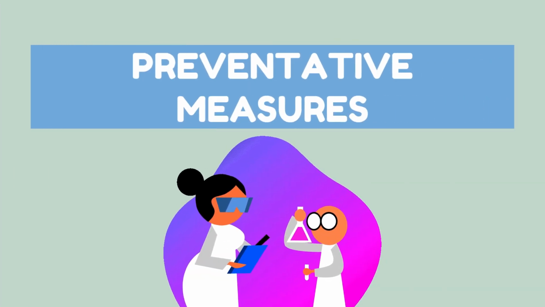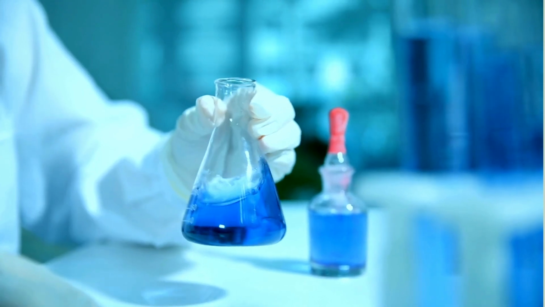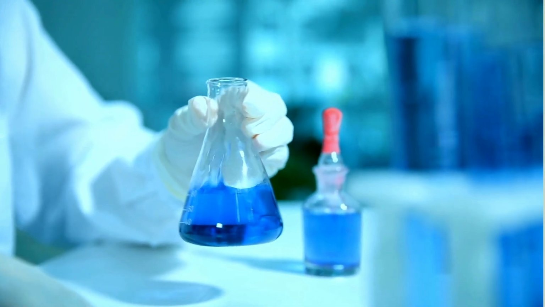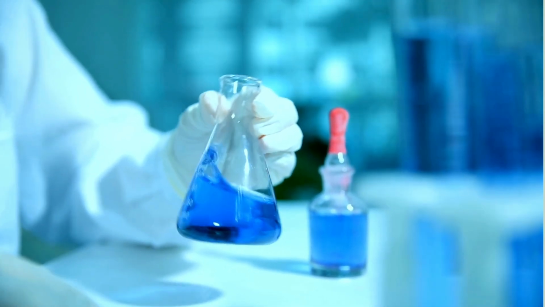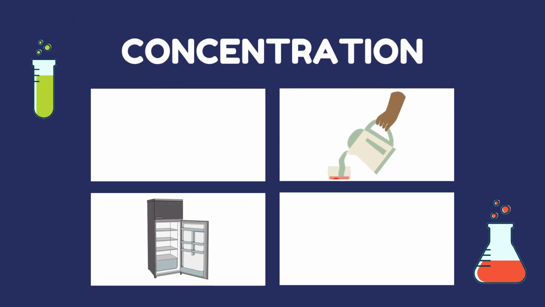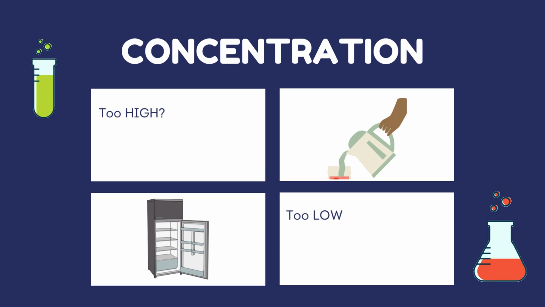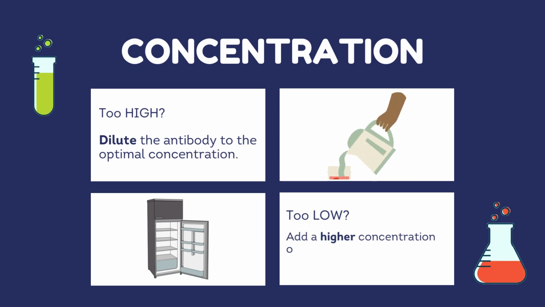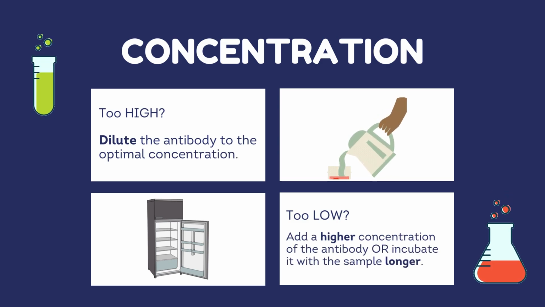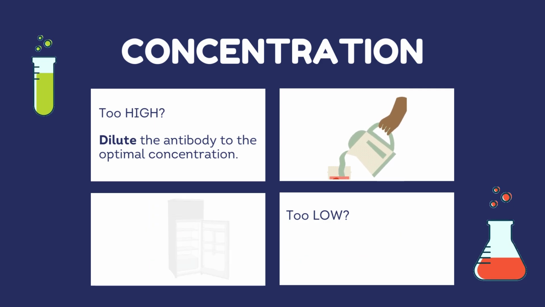But fear not, there are ways to overcome these challenges. To ensure that the correct concentration of antibodies is used, there are a few considerations. Two issues may arise: either the concentration of the primary antibody is too high, or not enough antibody is bound to the protein. In the first case, the antibody must be diluted to the optimal concentration. If not enough is bound, then a higher concentration must be added, or the sample incubated with the antibody for a longer period of time at 4 degrees Celsius.